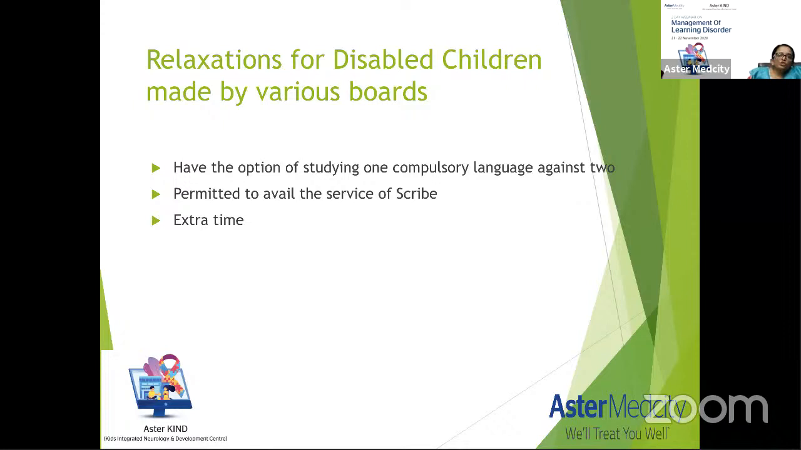They need to study only one compulsory language, and they can use the help of a scribe. A scribe is an assistant who will write the exam for the child. The scribe must be two classes below the child. So if the child is studying in 10th standard, the scribe will be from 8th standard. If we are not availing the facility of a scribe, we can get extra time. Extra time depends upon the paper.